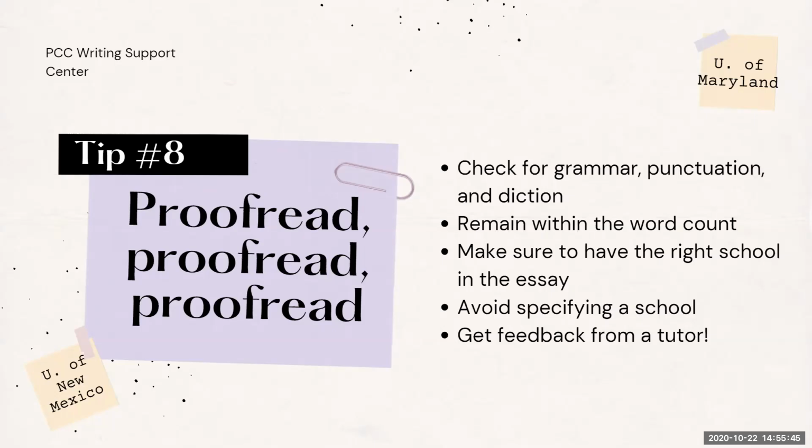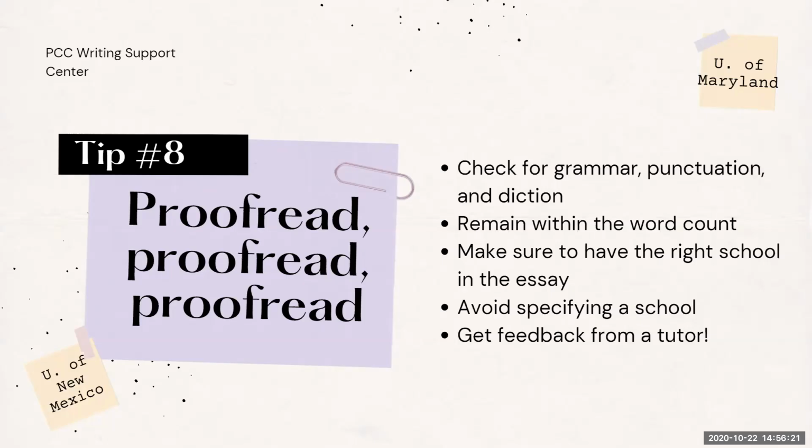I've definitely seen applications where someone is applying for one school and then they put a completely different school in the application. So just try to make sure you're avoiding that issue. Especially if you are writing one personal statement that you are molding into different ones for the different schools. Just be sure that you have the right school in it, or better yet, just avoid specifying a school altogether.